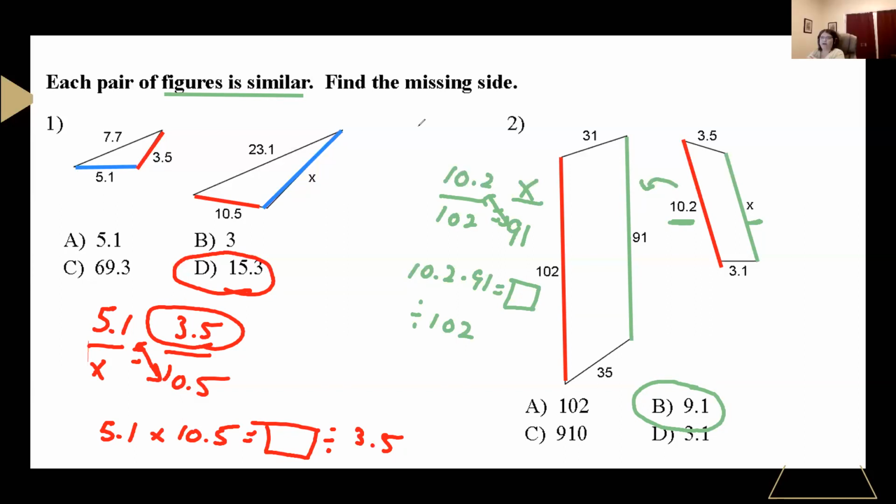And you use the same setup if they use the word ratio or proportion in word problems, by the way. If they say two things are proportionate or set up a ratio, you do the same thing with this cross multiplying. Chances are somewhere on the test, you're going to set up two fractions like this. Okay, we good? Yes.